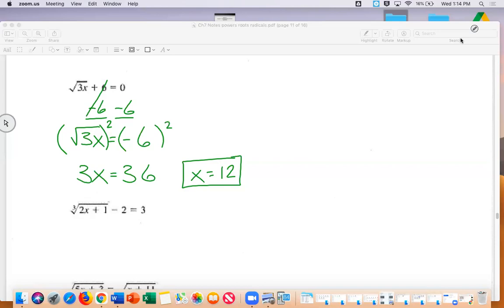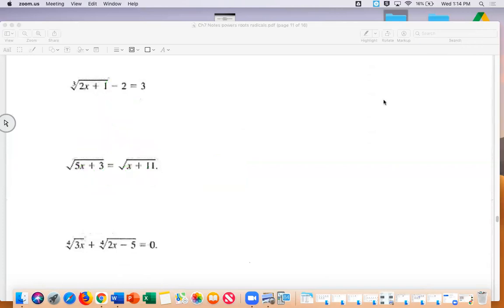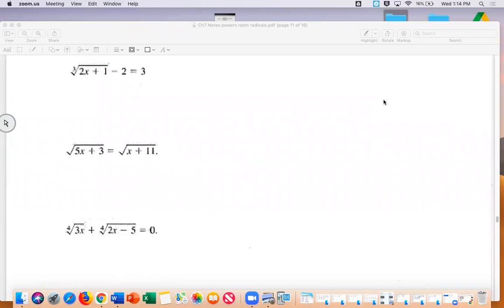Mr. O'Donnell, we were talking about square roots having an undoing function, right? Which was squaring. What about cube roots? How do I undo that? Yeah, we cube it. So first thing I want to do, Mr. O'Donnell, is move that -2 over. So I'm going to do that by adding 2. That gives me the cube root of 2x plus 1 equals 5. You good so far? And then you told me that to undo a cube root, I cube it.